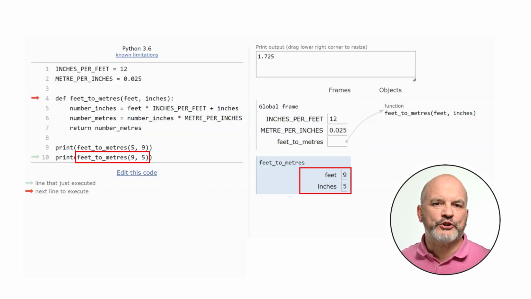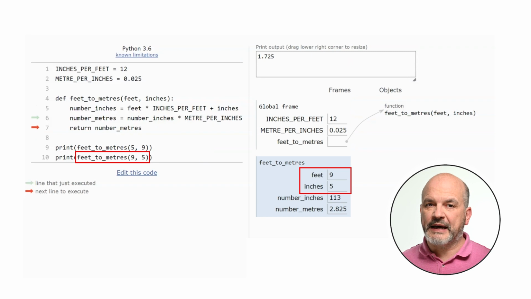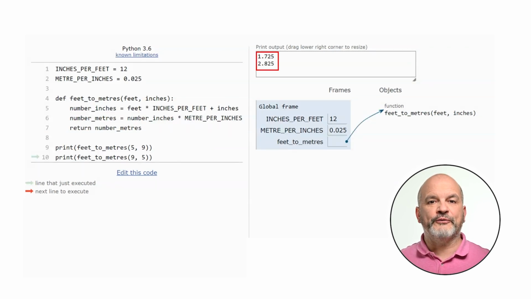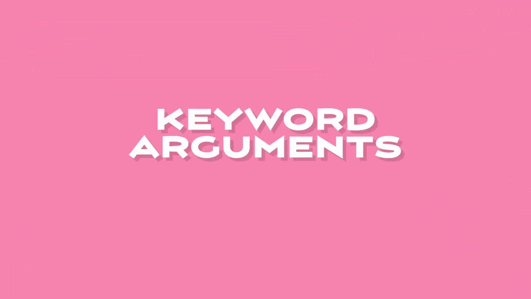If we call the same function but change the order of the values passed in the parameter, we obtain a different result. In this case, the number of feet is 9 and the number of inches is 5.